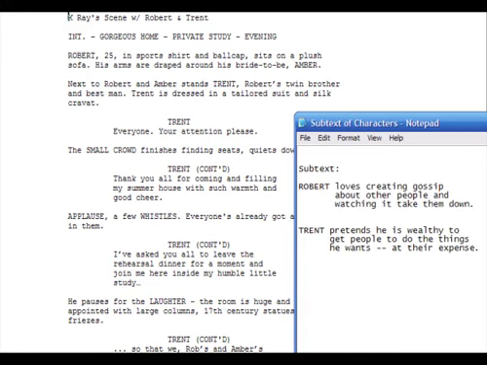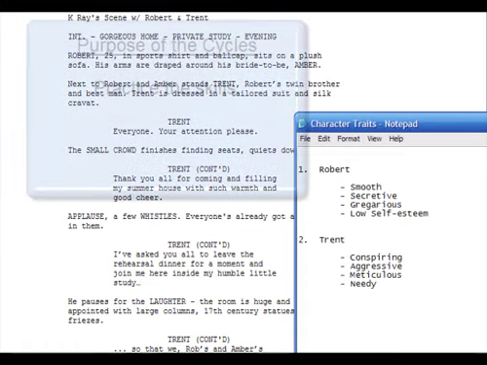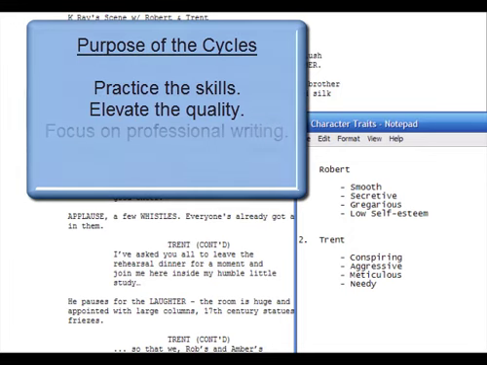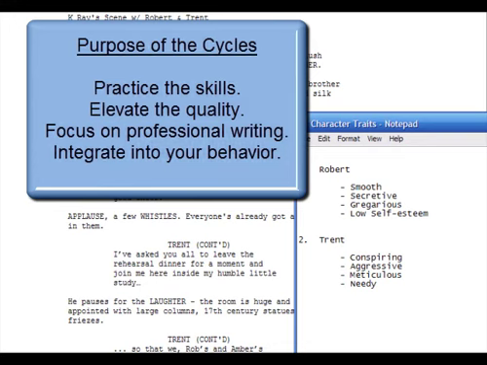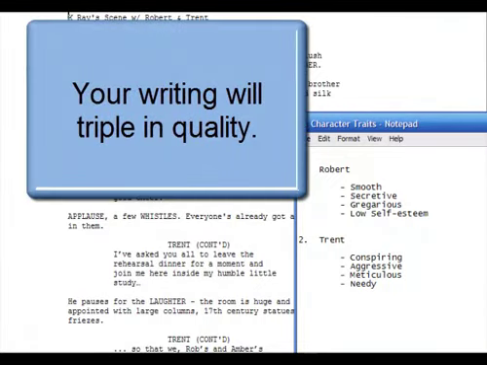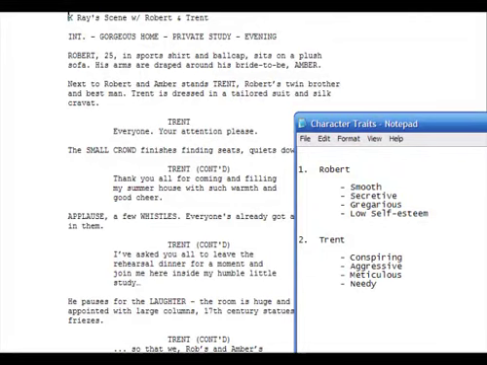But basically what all this is about is just giving you a chance to practice and practice and keep trying to elevate and keep focusing on how it's done really powerfully, until it's just a normal part of your writing behavior. And I promise you, if you continue to do this all the way through for the next 5-6 months, your writing will triple or quadruple in quality, and soon it'll be where every scene you write is better than most people's entire screenplays.